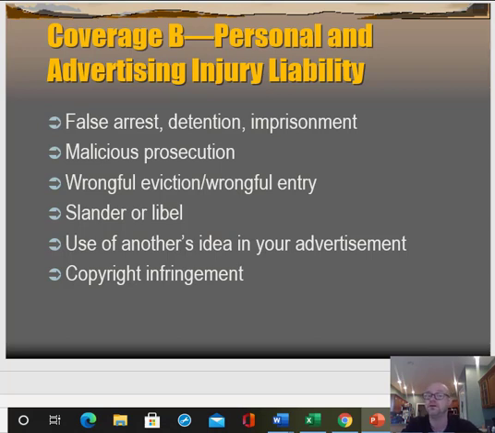These last two are similar. Copyright infringement, you use somebody else's trademark and they sue you, you'd have some coverage under coverage B for that. Or use of another's idea in your advertisement. That's tough because how do you prove that this idea was actually yours? There's a famous case that went on for a while from somebody who claimed that the Dorito taco was actually their idea. And Taco Bell has been selling those for some years now. I don't remember how that played out, but how could you prove that that idea came from you and not from somebody else? That would be extremely difficult to prove. And so that raised some of these issues.